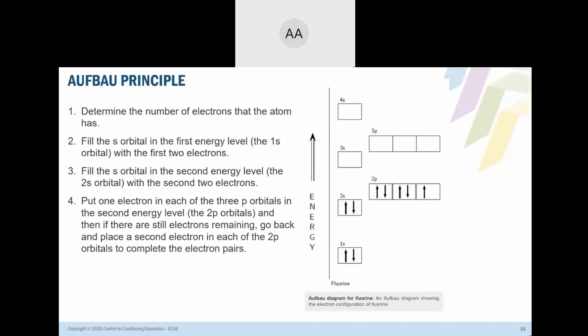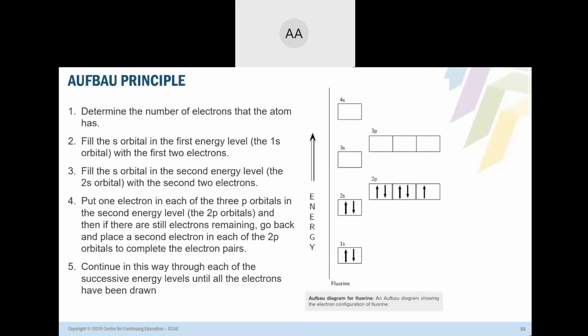It's very often a mistake that students make, and you will see here in the 2p, students will often fill this first, but remember that we put 1 into each of the p orbitals first, and then we go back and place a second electron in each of the 2p orbitals. Very important rule of the Aufbau principle. And you continue in that manner through each of the successive energy levels.